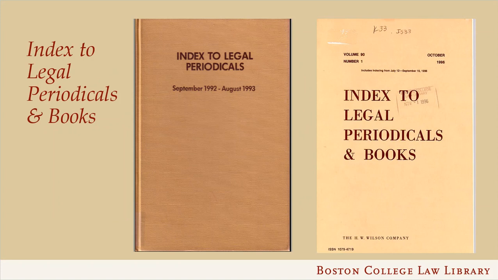The first law review index we will look at is one originally called the Index to Legal Periodicals, now called the Index to Legal Periodicals and Books. This is the granddaddy of law review indexes. Before there were legal search engines, this was basically the only way lawyers found law review articles on particular subjects.